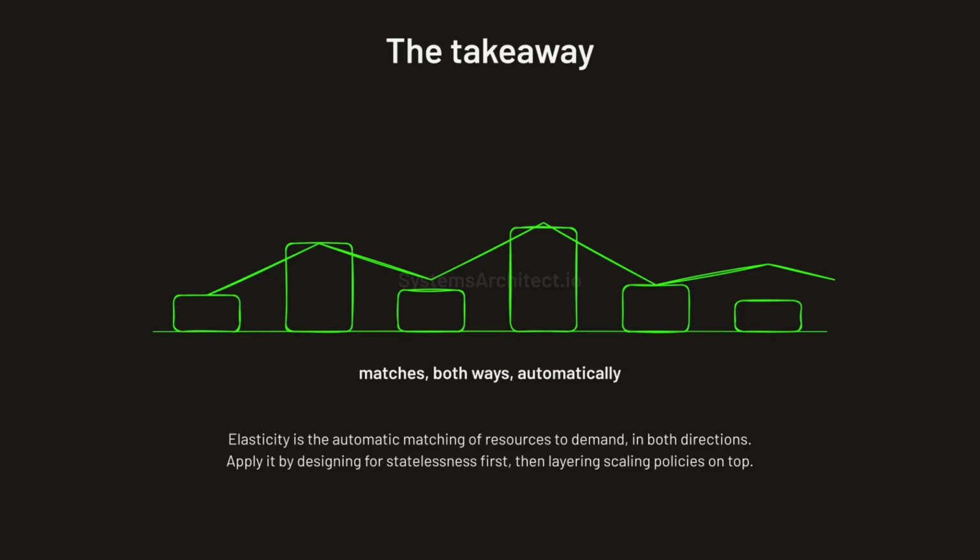Elasticity is the automatic matching of resources to demand in both directions without manual intervention. It turns idle capacity into savings. It turns sudden spikes into a handled event rather than an outage. Apply it by designing for statelessness first, then layer reactive, scheduled, and cost-aware scaling policies on top.